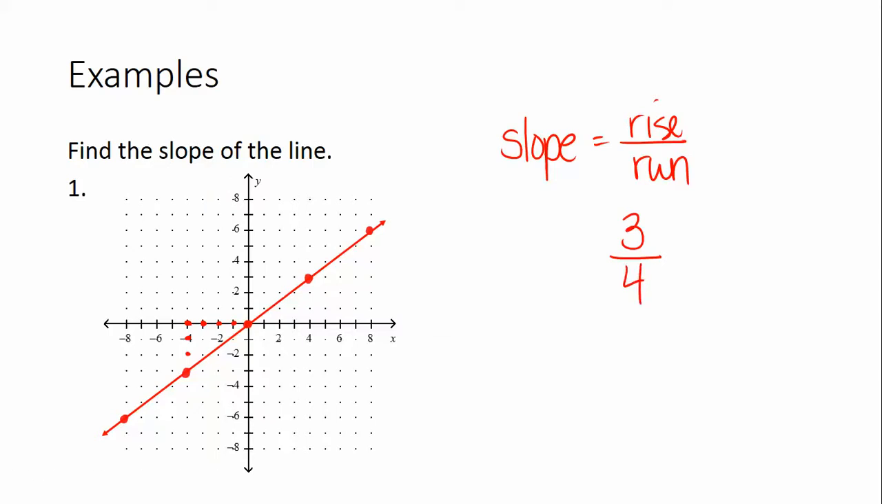Now you could have gotten that from anywhere. I could have started up here in the upper right hand corner, up 1, 2, 3, over 1, 2, 3, 4. You still get 3, up 3, over 4, up 3, over 4. The important part to remember about slope is that it's always the y value, the up and down, the vertical change on top.